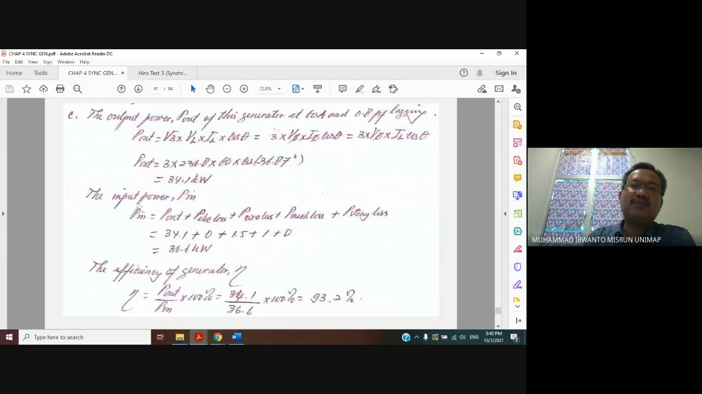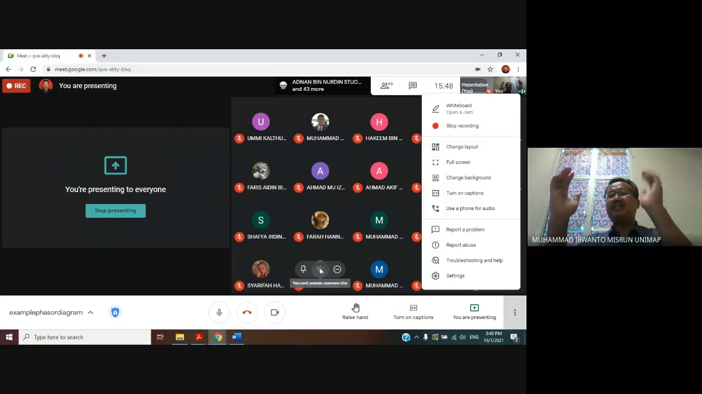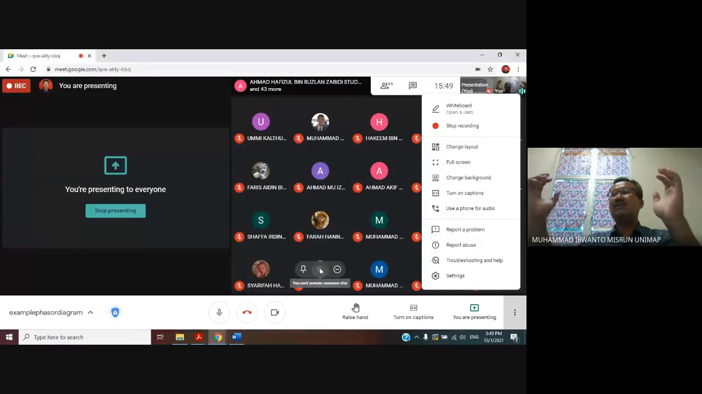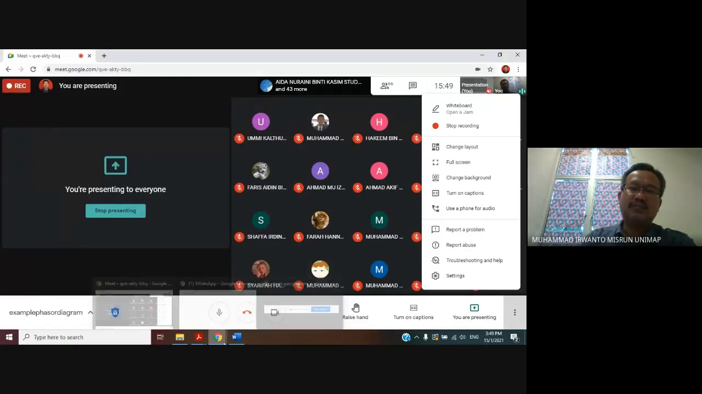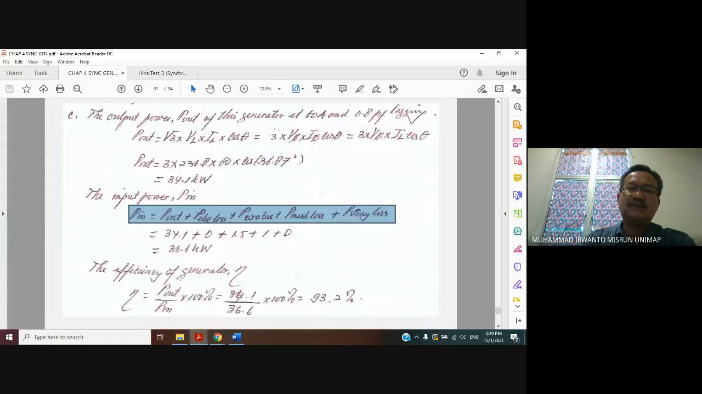Okay, and then input power. If it is the input power and it is output power, from here to here we have the losses, power losses. So the output power is equal to P input minus the total losses, or P input is equal to P output plus the total losses.